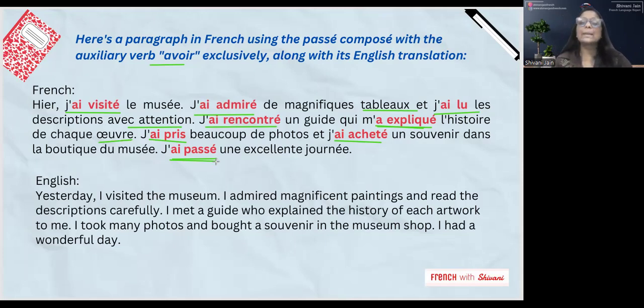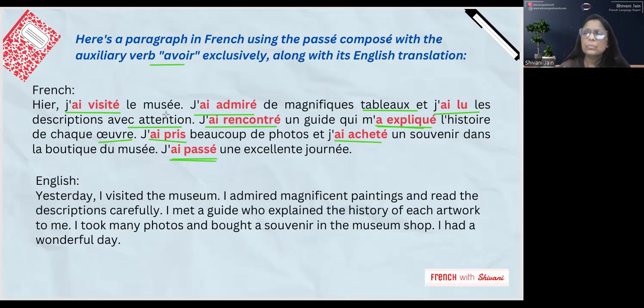For example, I passed an excellent day. मैं खुद pass नहीं हुई हूँ. I passed an excellent day. I enjoyed that day. Another example, I passed a pen to my friend. So what I passed, मैंने अपने आप को pass नहीं किया. I will not say je suis passé. I passed a pen, right? So j'ai passé un stylo à mon ami. Okay? So when the action is on the object, then you use the verb avoir.